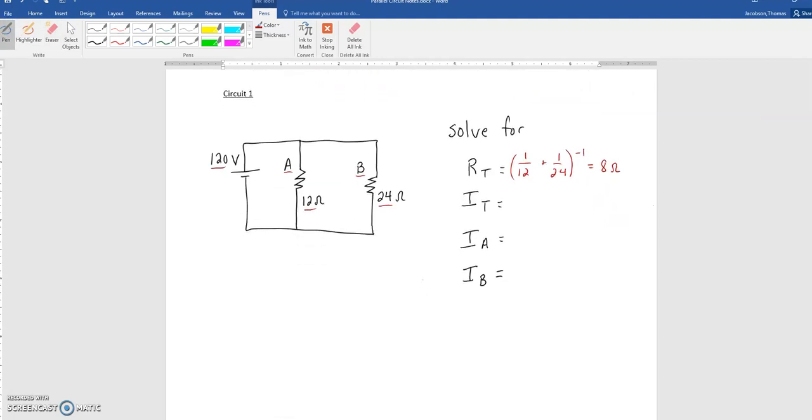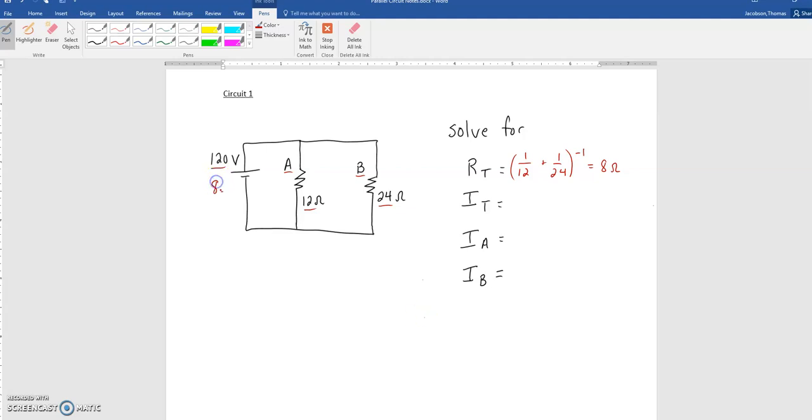Now, that might be surprising because why is the resistance less than the other resistors? Because in series, every time you add a resistor, you get more resistance. But keep in mind, this is a parallel circuit, and every time you add another path, another branch, you are adding another place for electrons to go. Therefore, the resistance goes down.